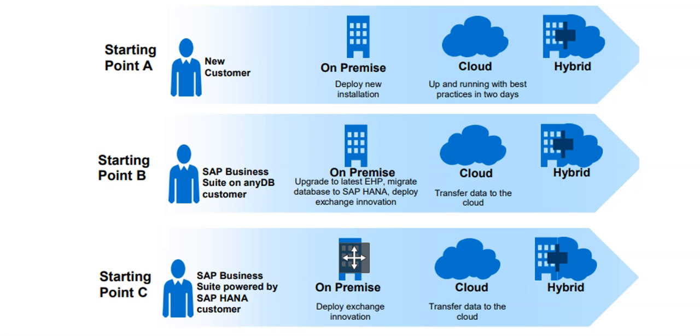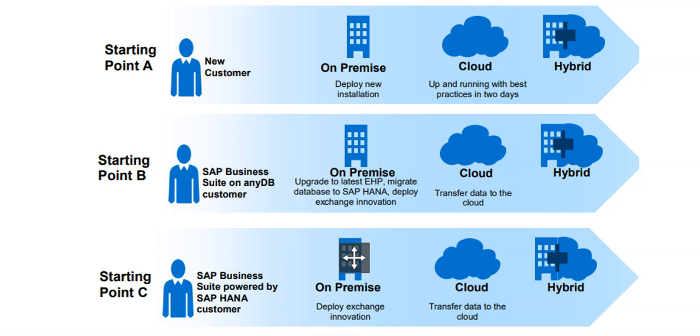The second and third scenarios are a bit more complex, and require more of your attention in order to get a successful implementation and transformation towards HANA. The second scenario is you are running SAP Business Suite on any DB. Then you have to upgrade first to the latest EHP and migrate your database to SAP HANA DB, and then deploy your Exchange innovation, and then you can transform data to the cloud or work on premise. It's completely up to you.